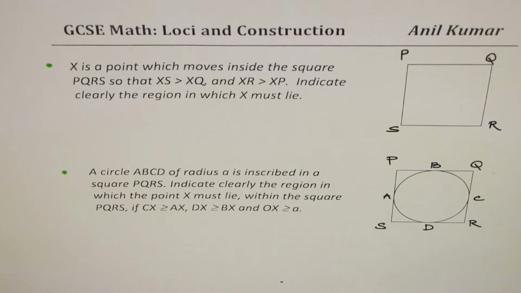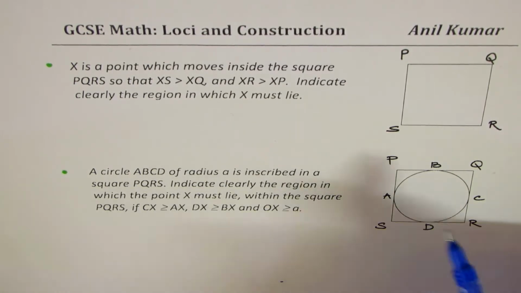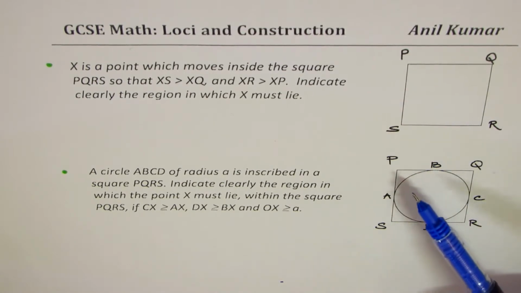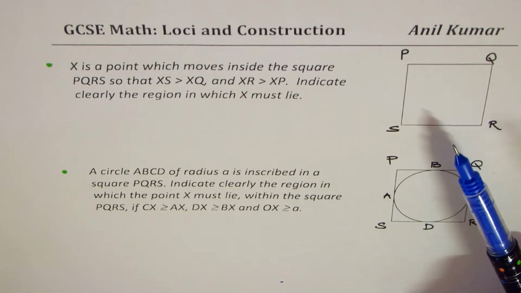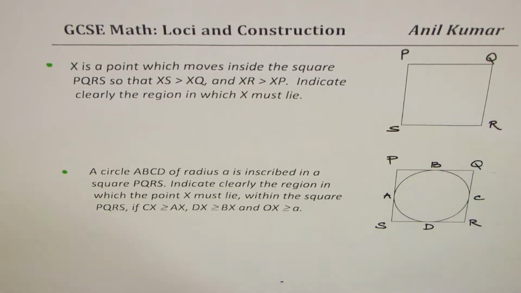In this video, we will understand how to find a region which satisfies given conditions. I've taken relatively simple examples. We'll work with a square and a circle. We're not going to do much construction here, but we are going to use properties of the square and circle to reason out our solution. So we have two questions. Let's go through them one by one.